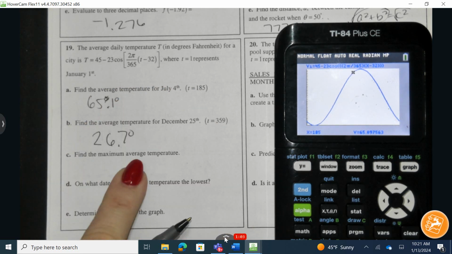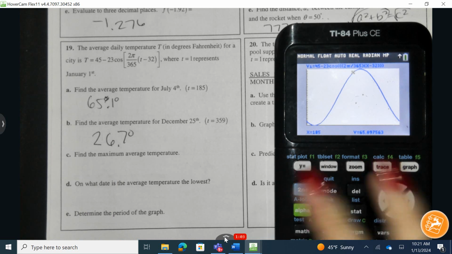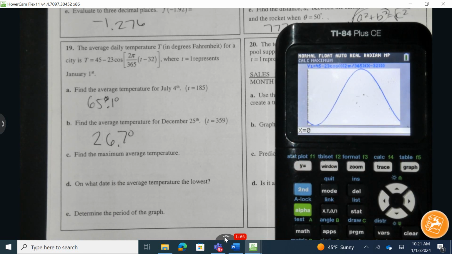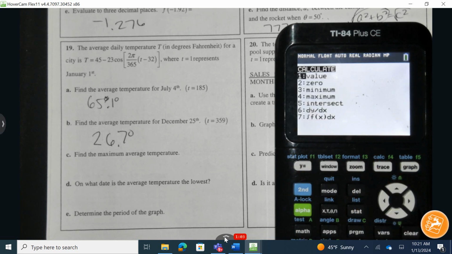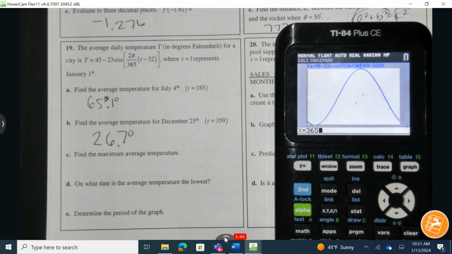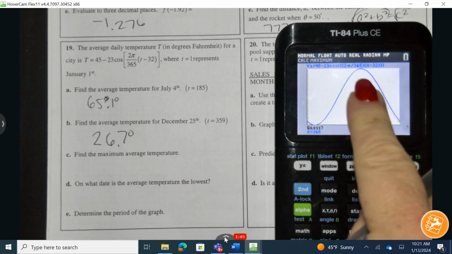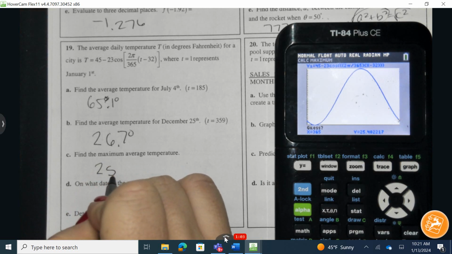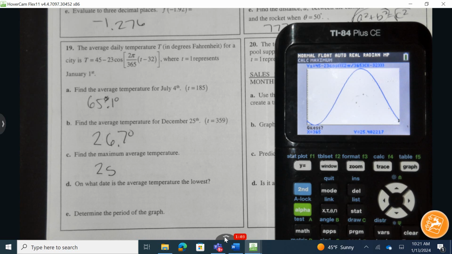What is the maximum average temperature over this year? Second trace maximum. So I'm going to go from 0. Whoops, second trace maximum, my fault. So we're going to go left bound. I'm going to do 0 all the way to 365. We can see that the average high here occurs at 25.